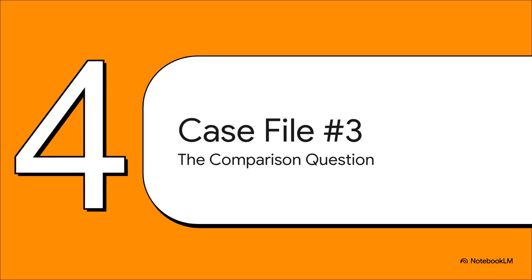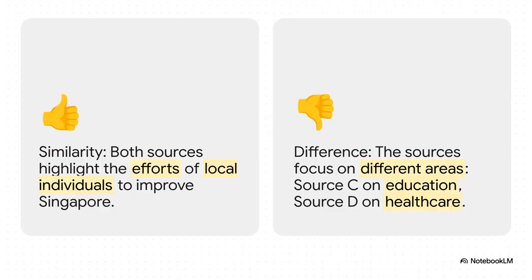Great work. Now for case file number 3, the comparison question. Imagine you have 2 clues, maybe from 2 different witnesses. Your job is to figure out where their stories match up and where they're different. Okay, so let's say we're comparing 2 sources, C and D. The similarity seems obvious, right? Both of them are highlighting the amazing things that local people did to make Singapore better. Maybe source C talks about Lim Boon King in education, and source D talks about Tan Tock Seng in healthcare.